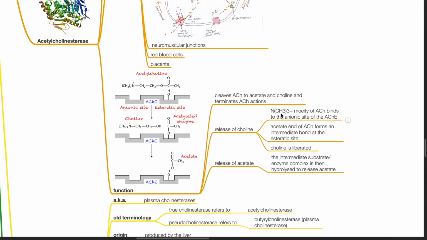The NCH3 moiety of acetylcholine binds to the anionic site of the acetylcholinesterase. The acetate end of ACh forms an intermediate bond at the esteratic site. Choline is liberated. Release of acetate. The intermediate substrate enzyme complex is then hydrolyzed to release acetate.